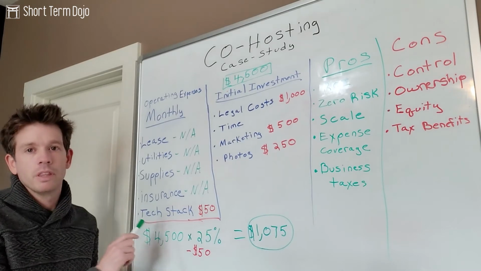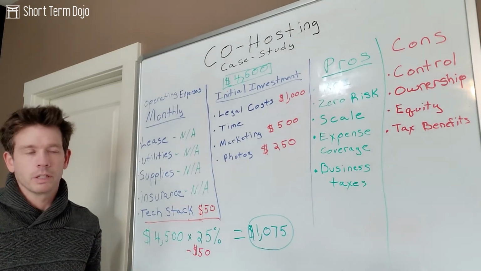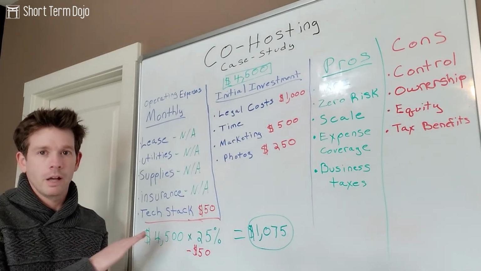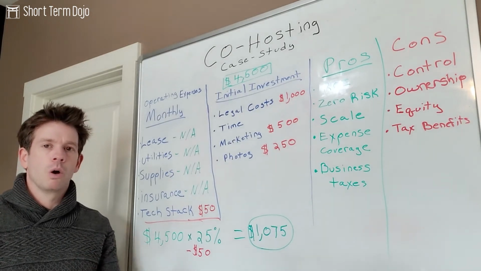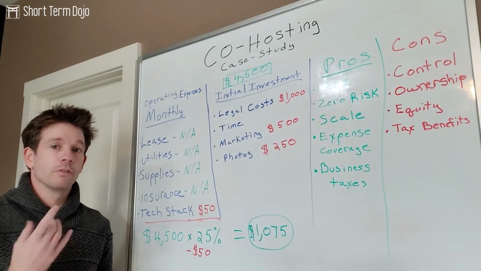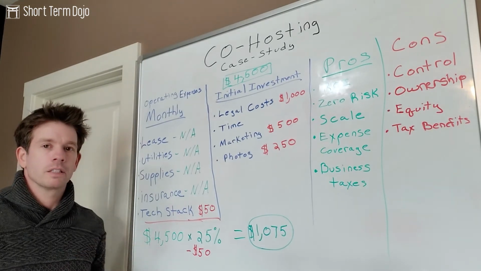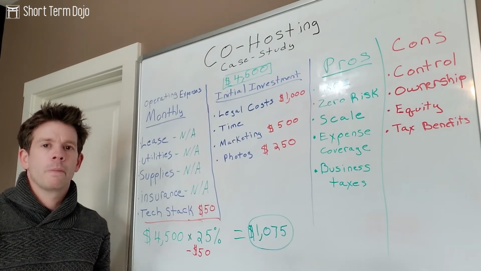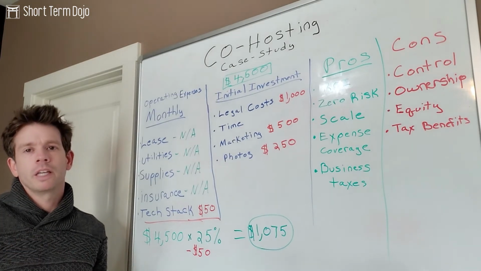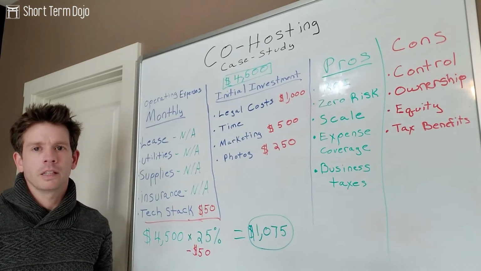I did keep the tech stack bill here because, think of it this way, as I mentioned in some of the other videos, that's optional up front. But as you grow, or even if you want to simplify your one unit, you're going to want to invest in some property management software or something to help with some of the responsibilities, whether it be communication or the calendar or syncing that.